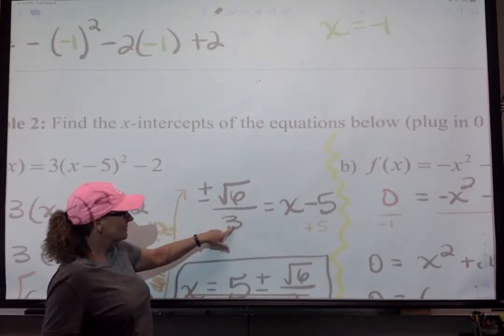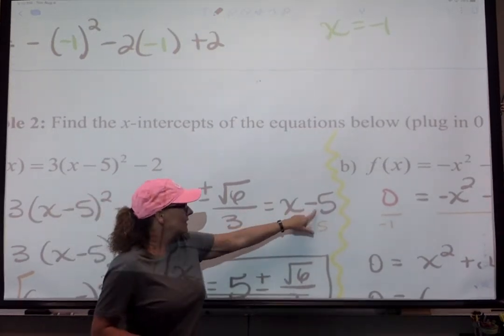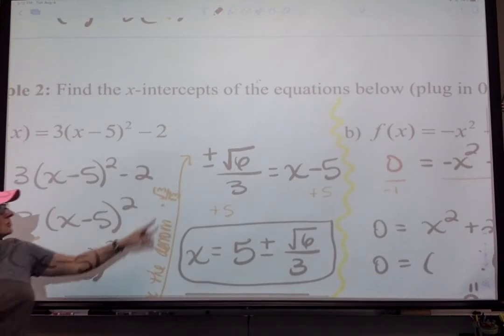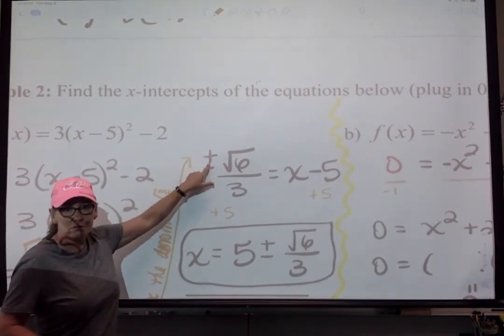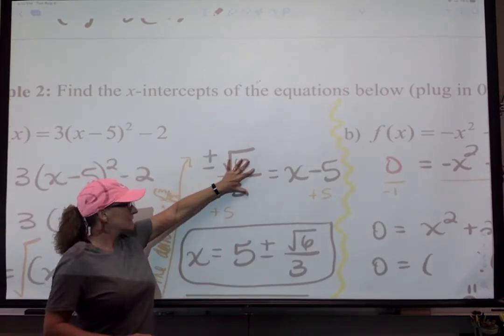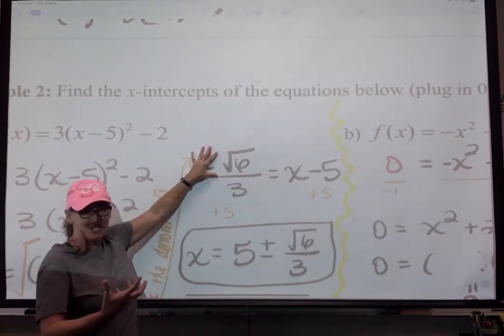This is what I get. And then solve for x, add 5 to both sides. Don't let this freak you out. Just keep it with this fraction. This is your sign for this fraction.